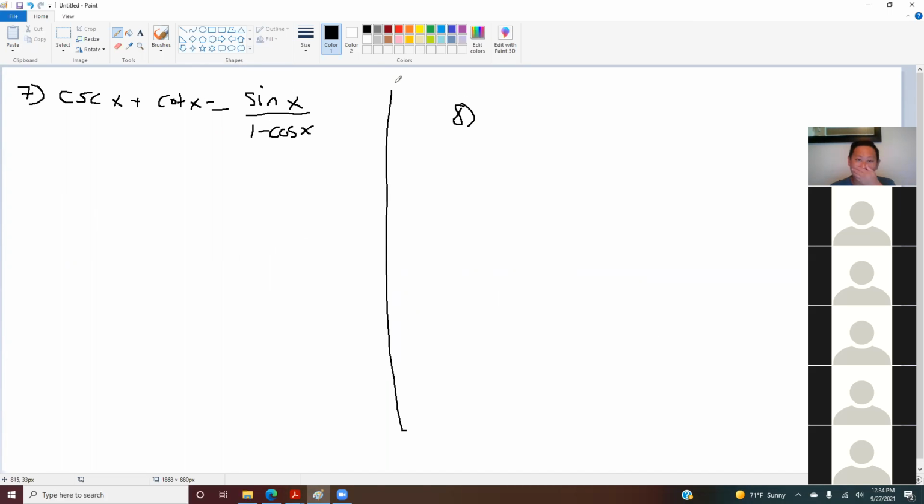So now question 7. Anyone know what side we should start from? The left or the right-hand side for question 7?